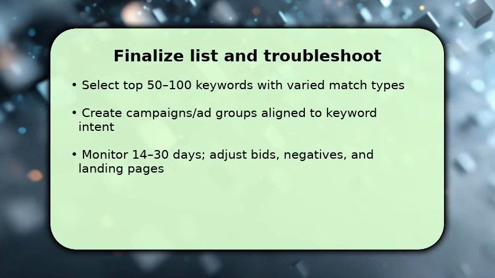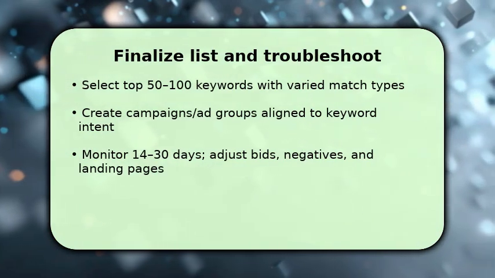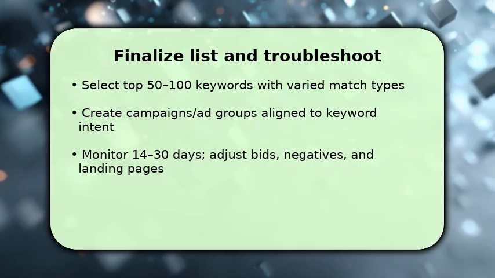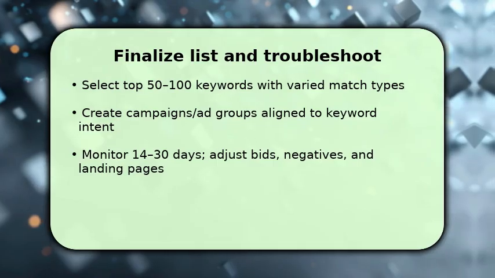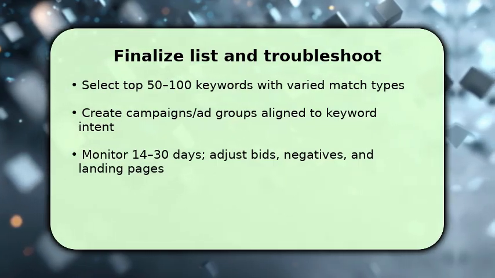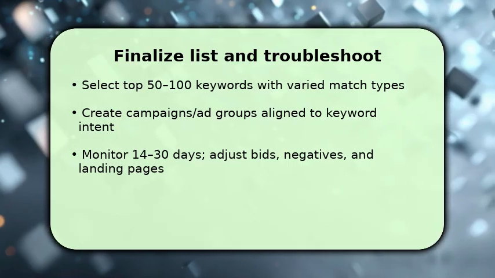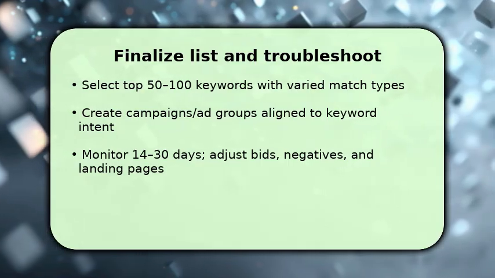You finalize by choosing the top 50-100 keywords and assigning sensible match types and negative keywords to control relevance. Next, structure campaigns and ad groups so each group shares a tight theme and landing page. This improves quality score and conversion rates.